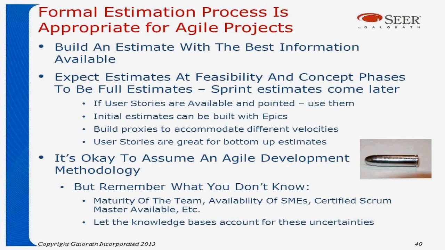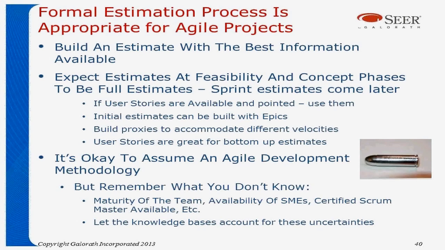So when you're building that first estimate, if you already have user stories available, then use them. But you may be building your initial estimates using epics or analogies to other projects. Once you start building proxies to accommodate different velocities, you'll be able to plug those in to your sprints. And user stories are a great way to build those bottom-up estimates.